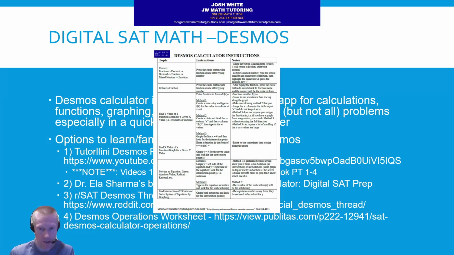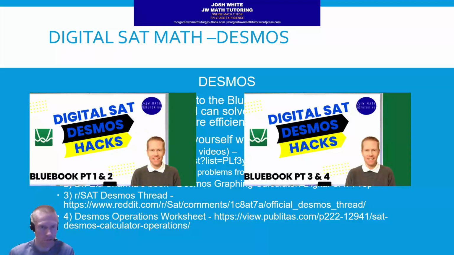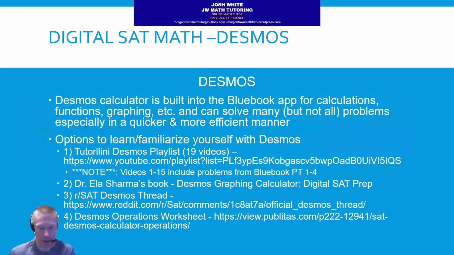So you can access that as well to use as, again, kind of like a reference sheet. I also have been making videos showing what I call Desmos hacks. I've got them up so far for practice tests 1 through 4. Some, what I would call, non-common examples of how to use Desmos to solve problems. And there's also other videos out there as well, if you want to learn how to use Desmos, and how to use it specifically to solve problems on the SAT math section.